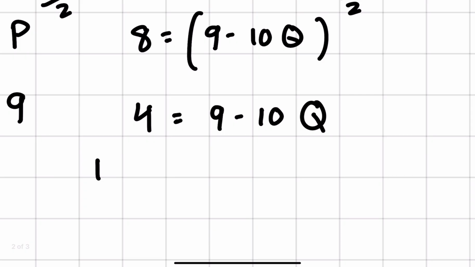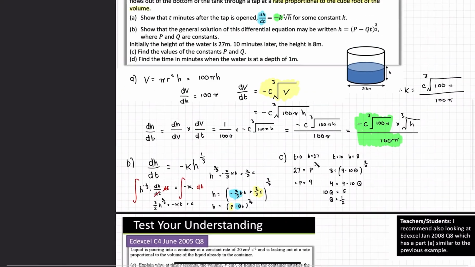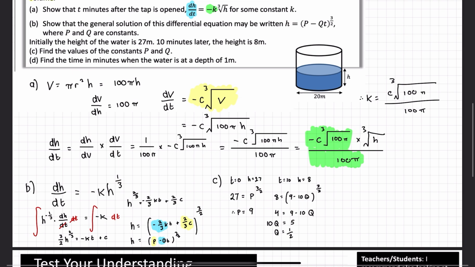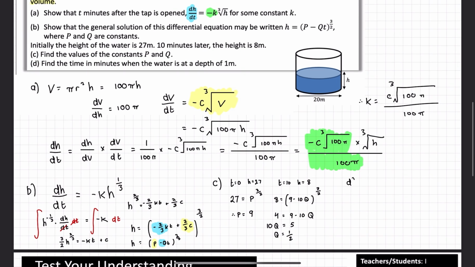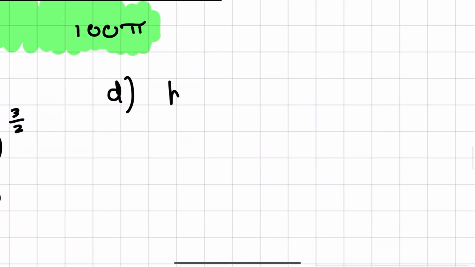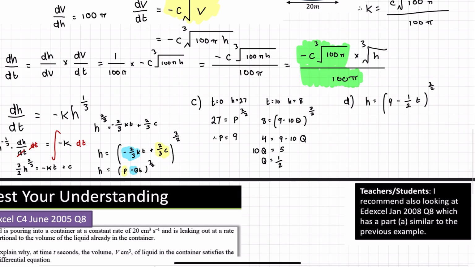So we add 10q to both sides, and 9 take away 4 is 5. So q equals a half. Fantastic. So there we are. That's p and q done. Okay. Part D, find the time in minutes where the water is at a depth of 1 meter. Okay. So I think we've got our equation now. So we can go h equals 9 take away a half t, to the power of 3 over 2. So all I've done there is substitute the p and q values in.